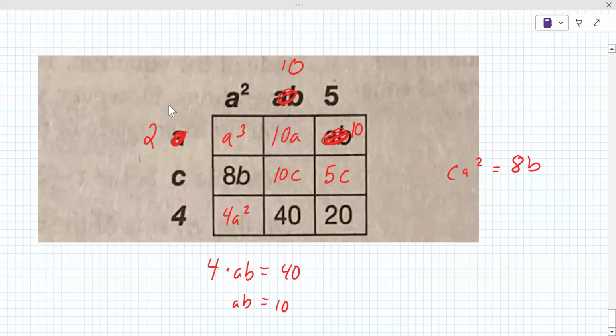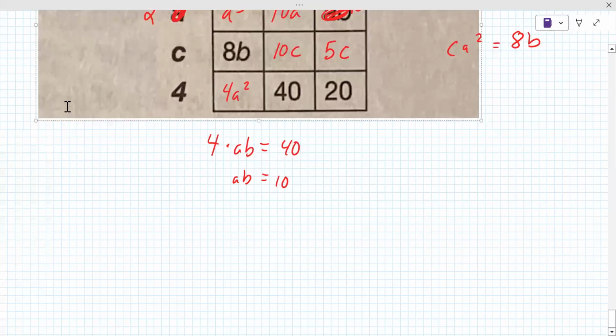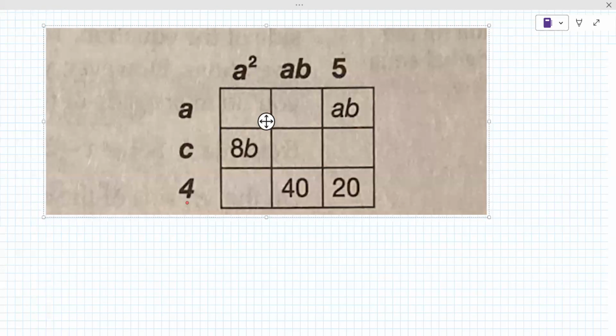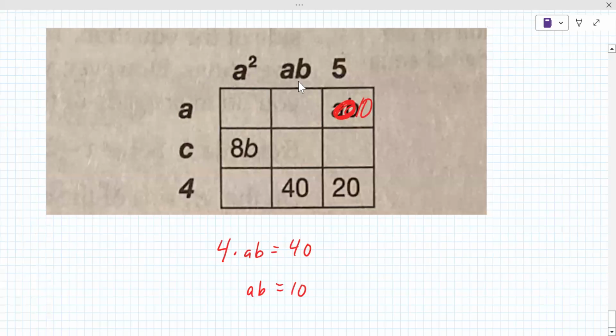So let's actually restart this, because I think this is probably confusing the way I did it. Let's do it one more time. We said that 4 times 5 is 20. 4 times AB equals 40, which means that AB is 10. So this cell right here is now 10. To find A times 5, 5A is going to equal 10. That means that A is 2. And that allows us to find A squared.